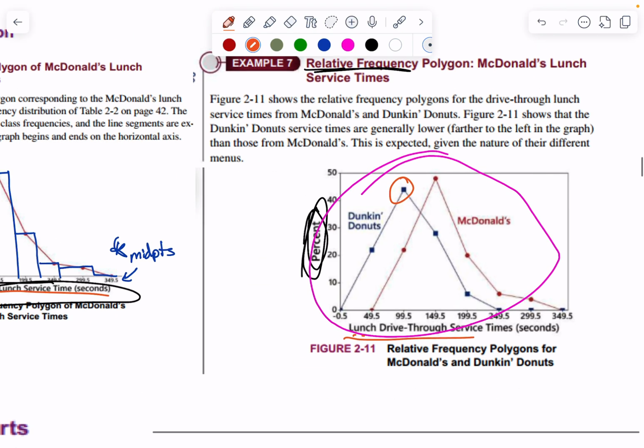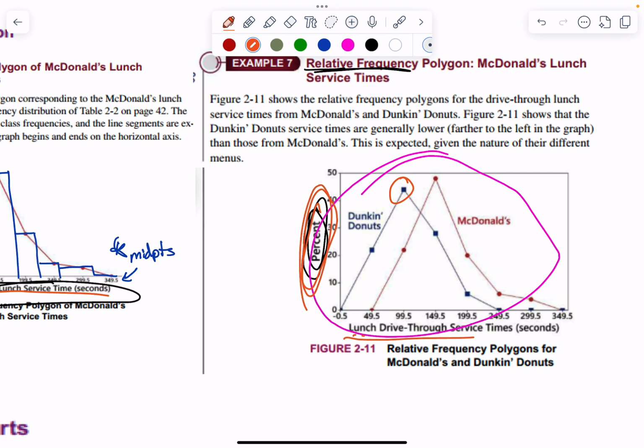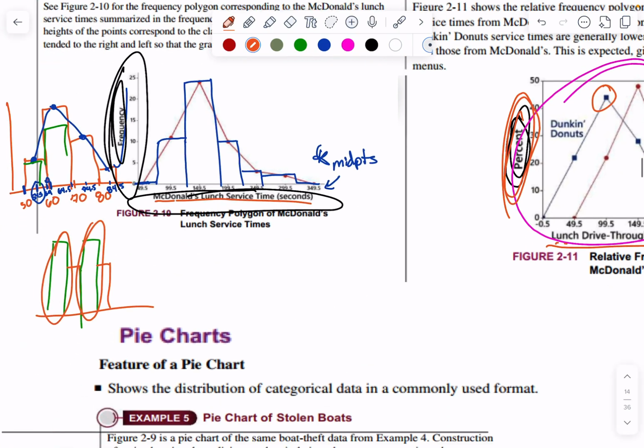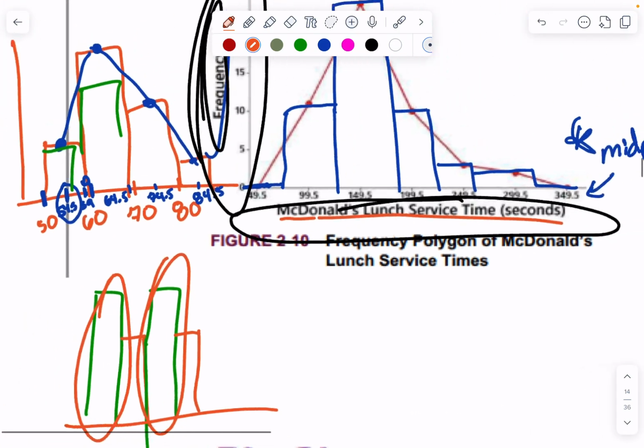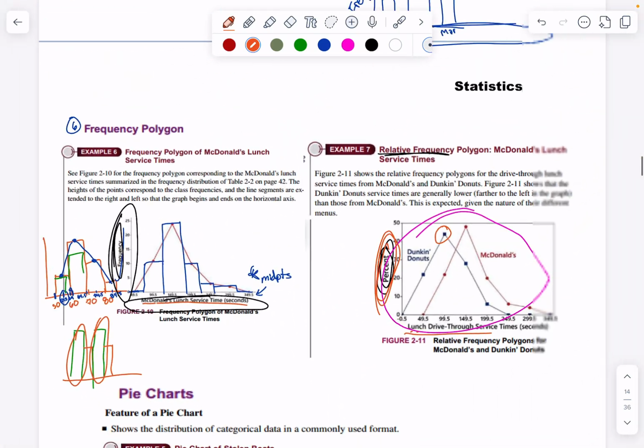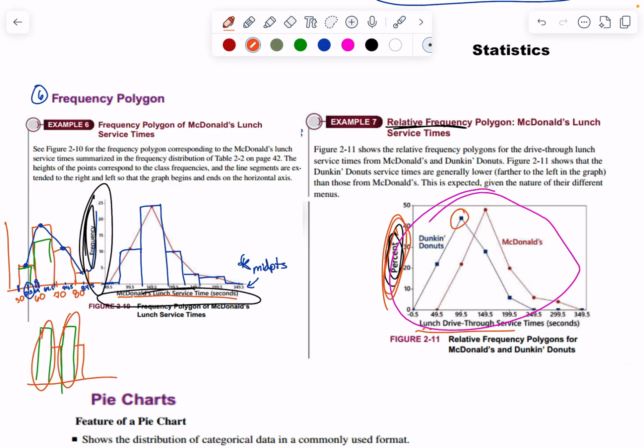So there's that. Not only did they do relative, which is percent, but they did two of them on one graph so that we can compare, which is a lot better method than trying to do a double bar graph. That's kind of messy, okay? In fact, we don't even have a double bar graph as an option on here, okay?